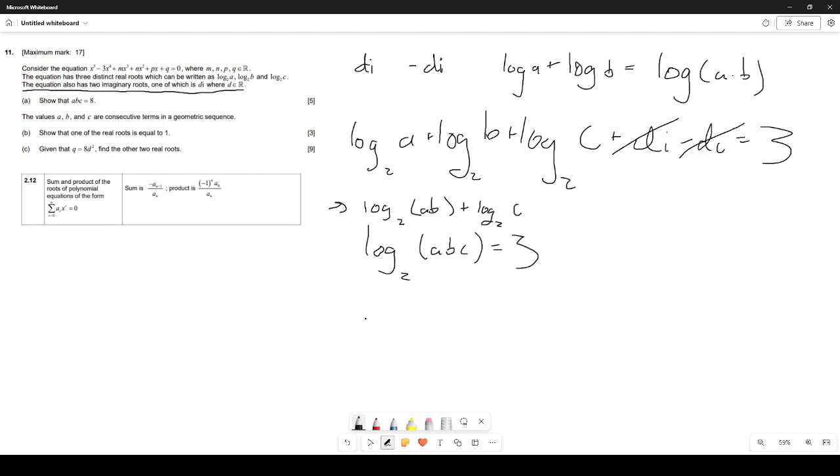So next, that's not exactly what we're looking for in the question. We want to show that abc is equal to 8. So now using the way that logarithms work, we know that 2 to the power of 3 will be equal to the inside of the log. So if we write that down, we know that 2 to the power of 3 is equal to abc. And 2 to the power of 3 is obviously 8. So we know that abc is equal to 8.